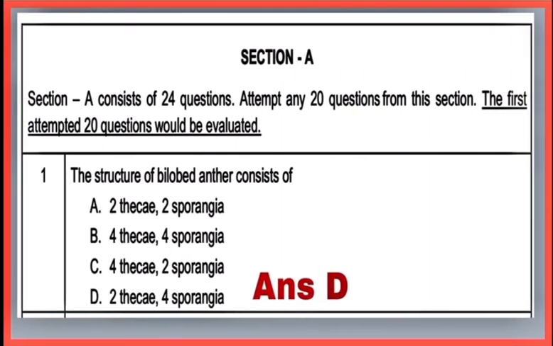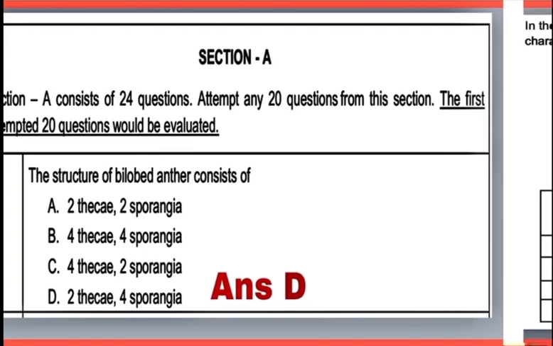Question number 1 from section A. The structure of bilobed anther consists of 2 thecae and 4 sporangia. Mark D as a correct answer.